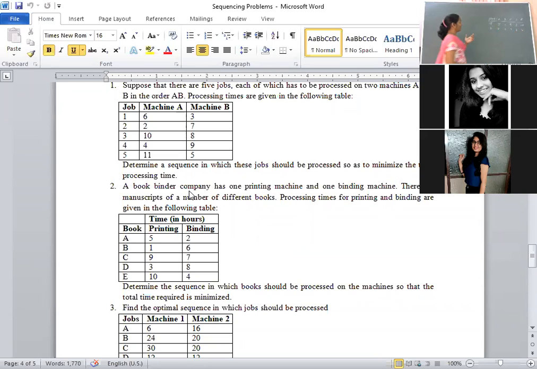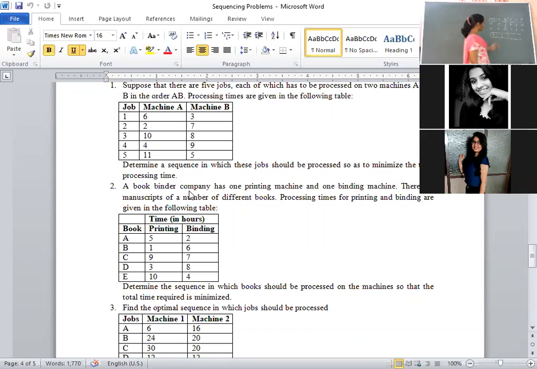Students, right now, how many books are we having? 5 books. We should get how many blocks? 5 blocks. Okay. On both printing and binding, you have to see the minimum processing time. The minimum processing time is 1 hour, for printing. The corresponding book is B. That means left to right, that is B.